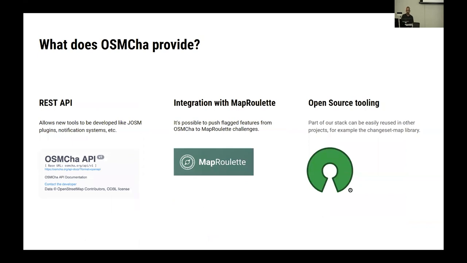We also have the REST API that can be integrated with other tools. We have an integration with MapRoulette that allows us to push features flagged by OSMCha to MapRoulette. And all the tooling is open source, so it can be reused on other projects.